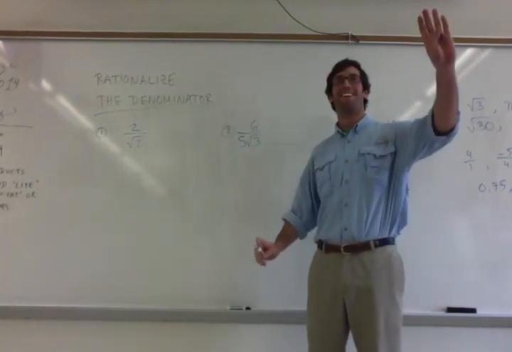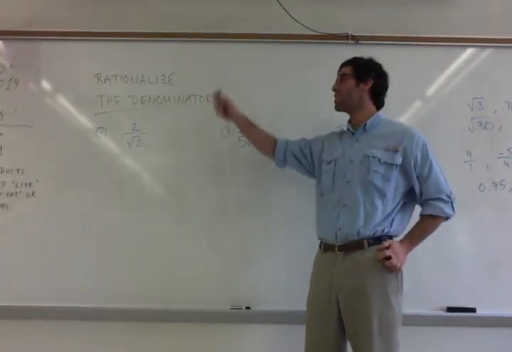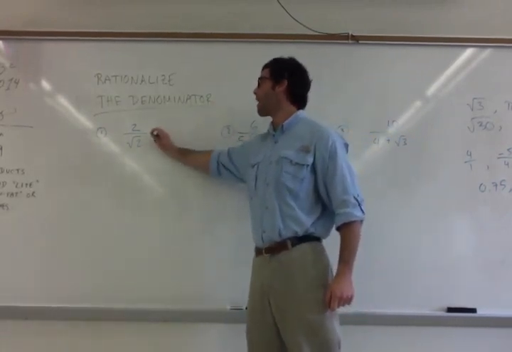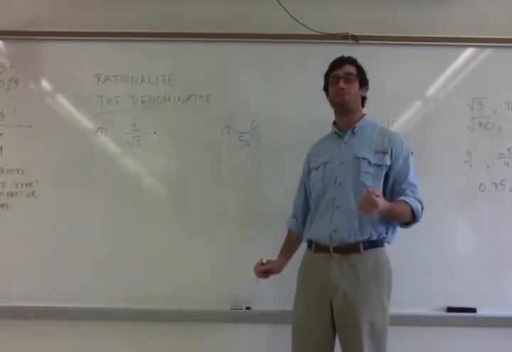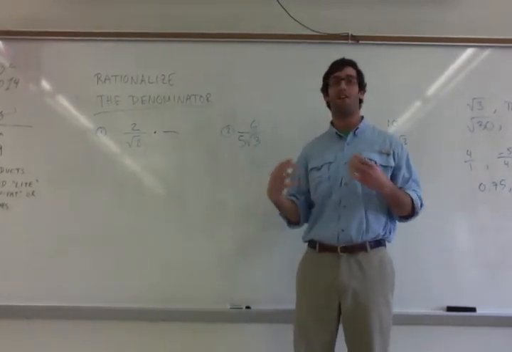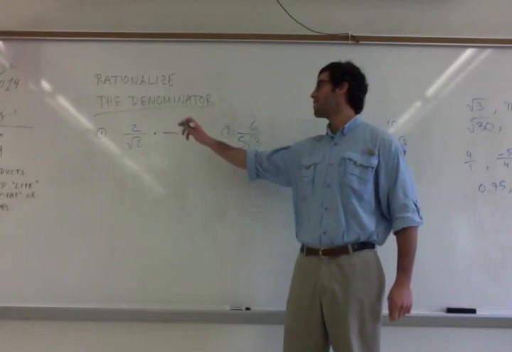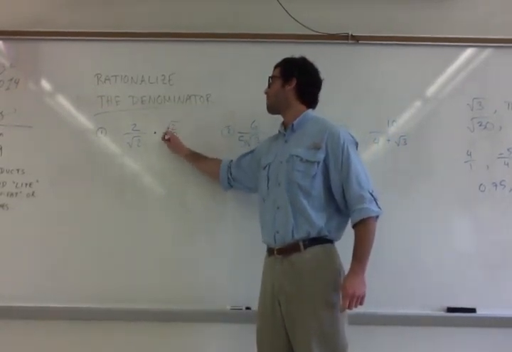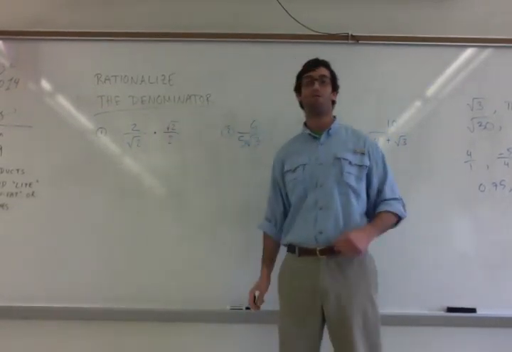To rationalize the denominator, we multiply the top and bottom of the fraction by this exact expression. All you got to do, it's a very easy process. You just multiply the top and bottom by whatever this expression is. Root 2 in this case.